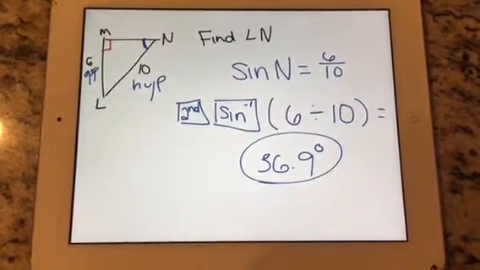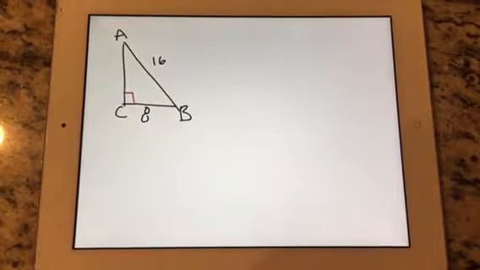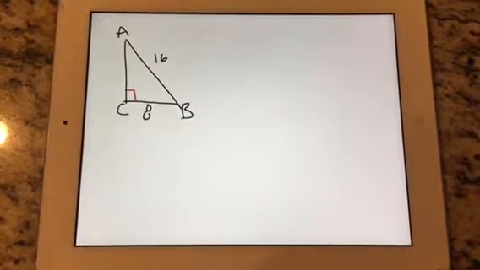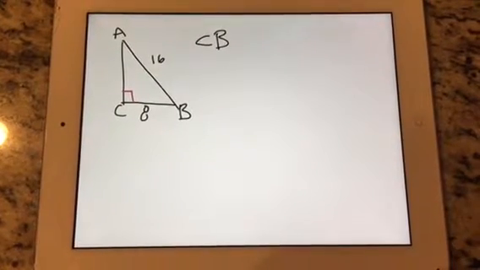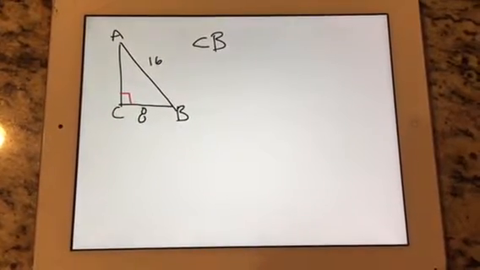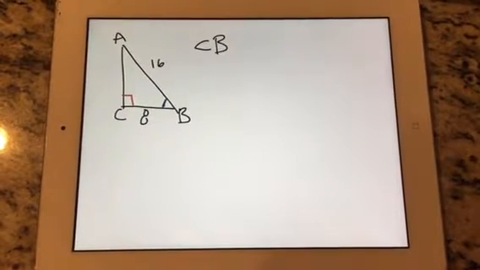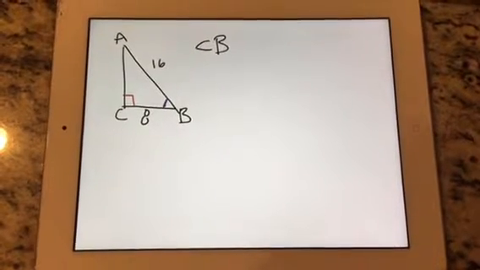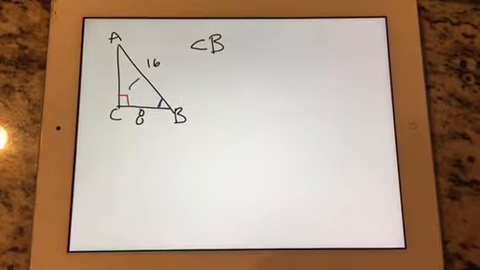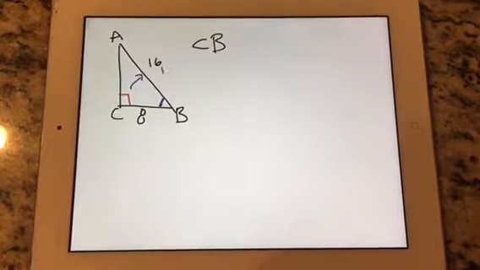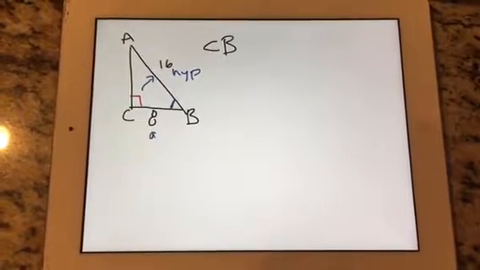Isn't that fantastic? All right, let's look at one more example. I forgot to tell you, we're looking for angle B. It's over here, and I want to know what that angle measurement is. So I need to identify what these sides are. 16 is across from my 90-degree angle, so this is my hypotenuse. 8 is right next to B, so this is my adjacent.